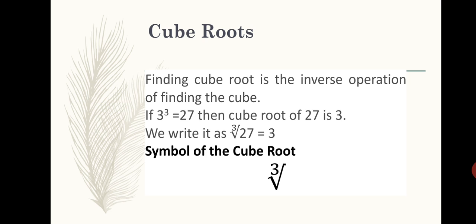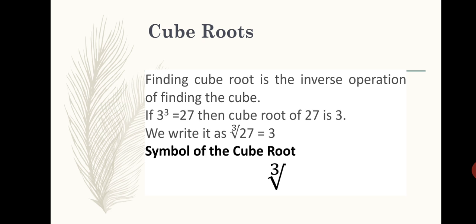Finding cube root is just the inverse operation. Like we studied in square roots, that square is the inverse function of square root, the same way cube is the inverse function of cube root. If the cube of 3 is 27, then the cube root of 27 is 3.